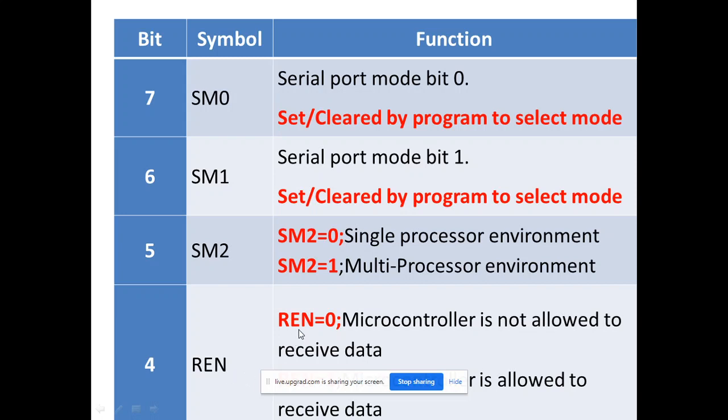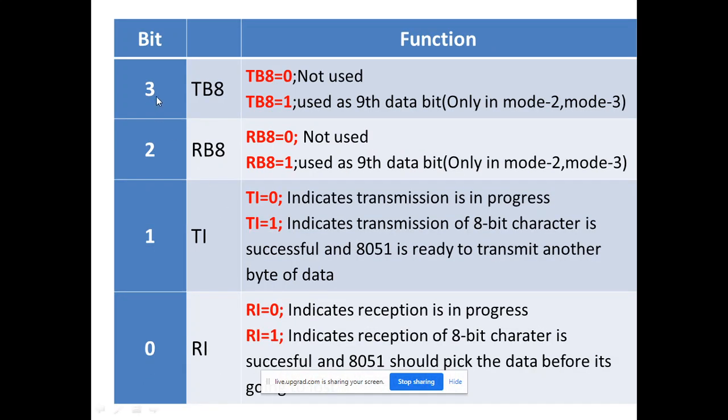REN equal to 0 means reception disable. In this fashion, we can enable and disable by setting a particular bit at bit location number 4. Then bit number 3 and bit number 4 are TB8 and RB8. For 8-bit data, there is no need of TB8 and RB8. For 9-bit data, for transmission you take help of TB8, and for reception you take help of RB8. In this fashion, it is just holding the 9th bit.